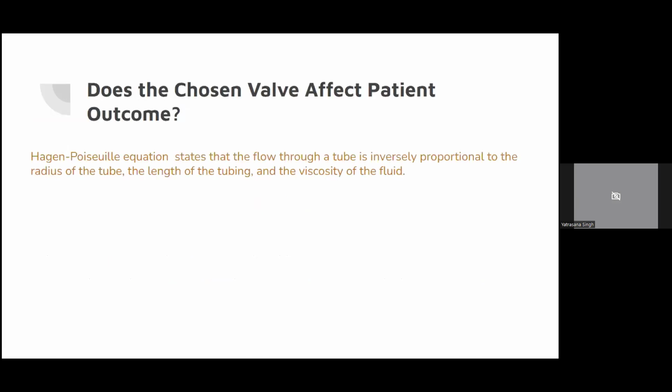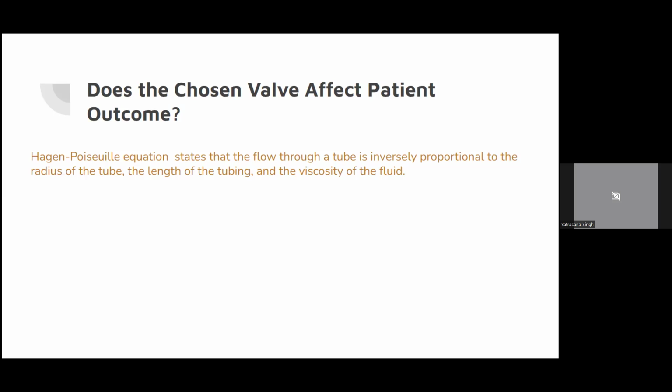Does the chosen valve affect the patient outcome? A valveless shunt, with the same diameter of tubing, can actually lead to siphoning and intracranial hypotension associated with risk of subdural hematomas.